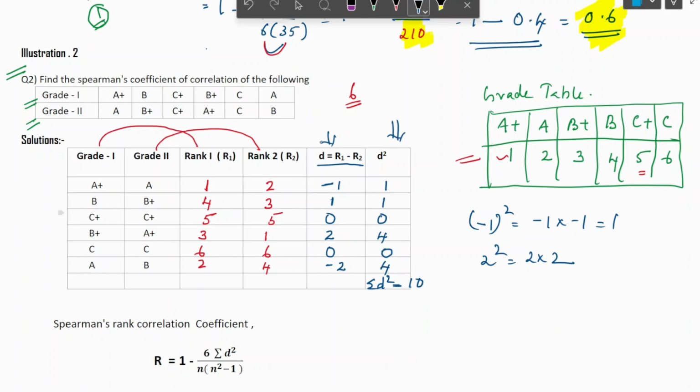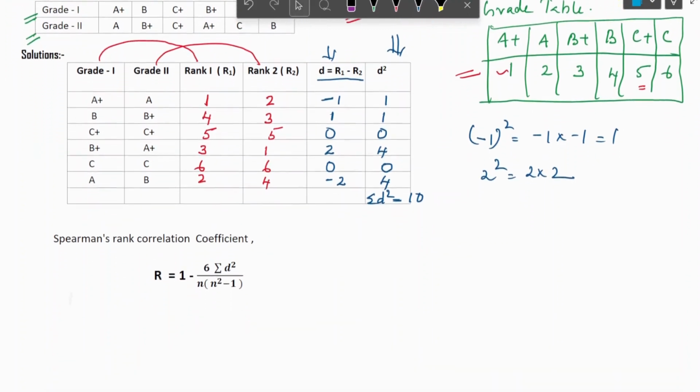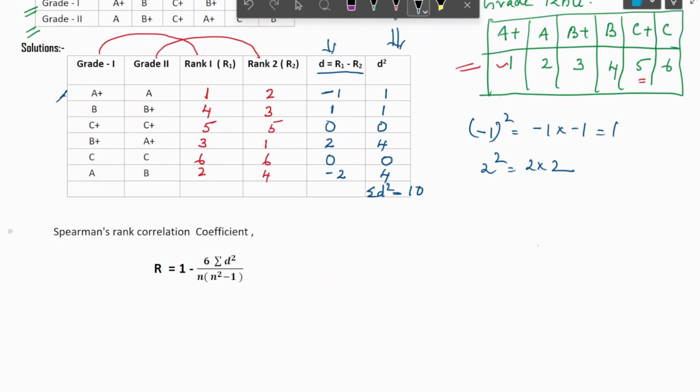Therefore, we have completed the table here. Now we are going to use the formula. The first part we completed. The second step we are completing is the formula. The first step, the table, we have already completed. Now the Spearman rank correlation coefficient, capital R. What's the formula? 1 minus 6 into sigma D square divided by n into n square minus 1. What is n here?